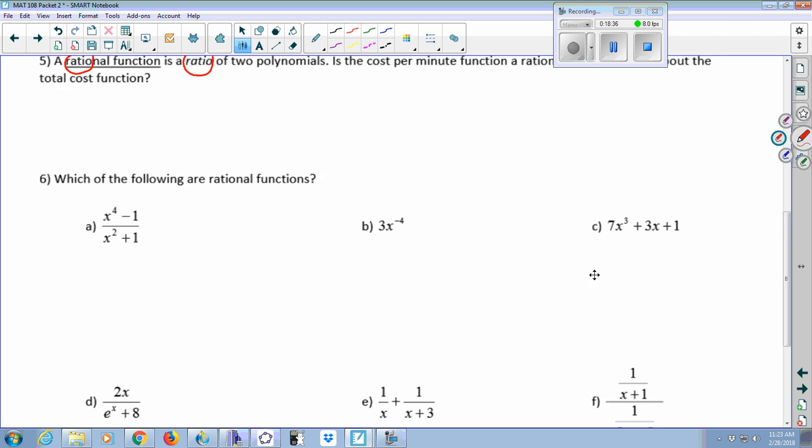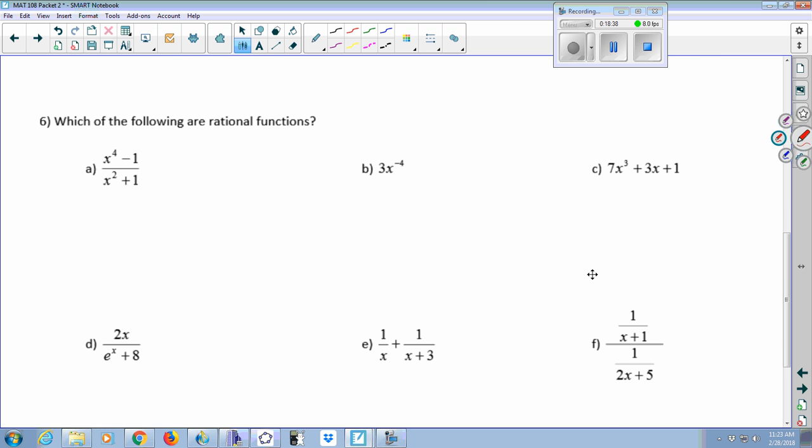All right, so let's take a look at each of these functions. We're going to try to determine which ones are rational. Is the first one rational? Is it the ratio of two polynomial functions? You got a quartic on top and a what on bottom? Quadratic, right. So, yep, this is definitely yes.